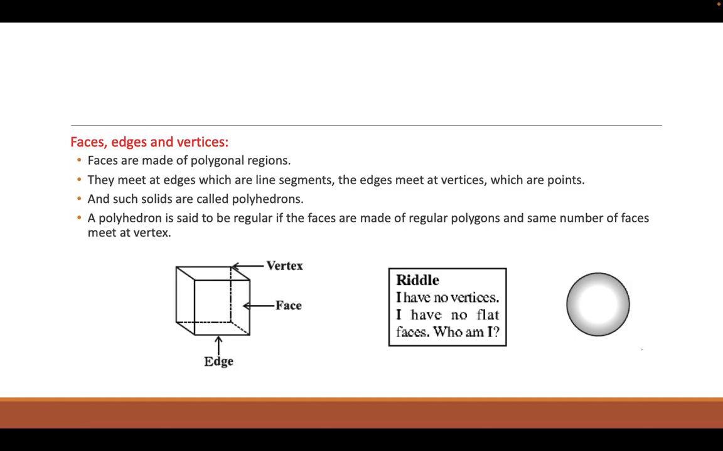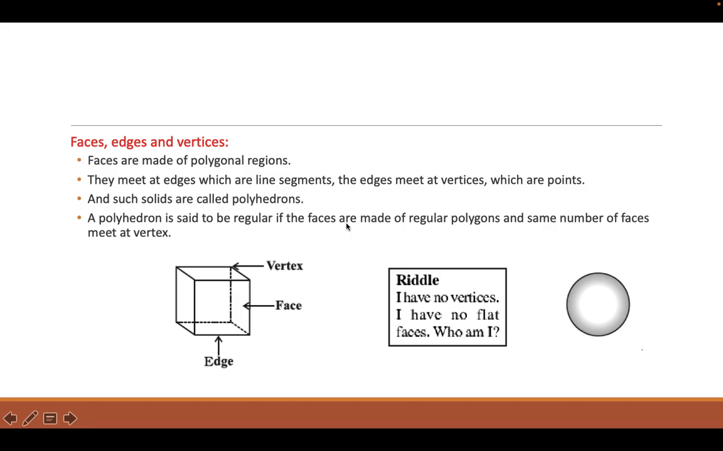Such solids are called polyhedrons, because the polygonal regions combine together to make a shape. A polyhedron is said to be regular if the faces are made of regular polygons. If the faces are made of regular polygons, it is called a regular polyhedron. You will understand more theory around it, because there may be some objective questions on whether it's a regular polyhedron, whether it is a polyhedron or not. All those things we will discuss in the following slides. And the same number of faces meet at the vertices. So what is the criterion for a regular polyhedron?